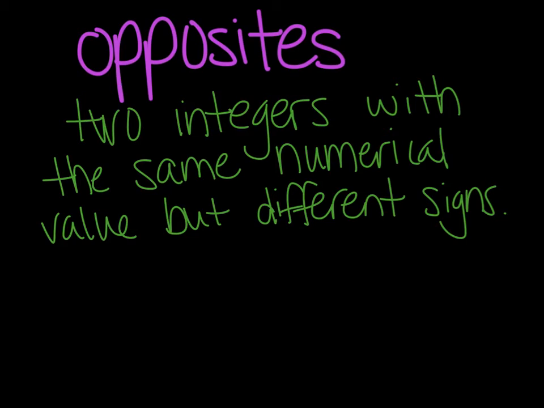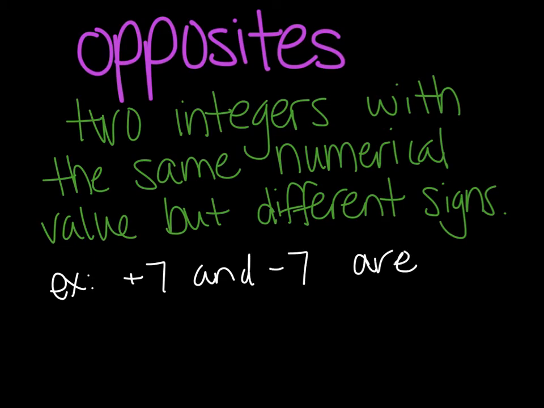Opposites can be considered when we have two integers with the same numerical value but different signs. For example, positive 7 and negative 7 are opposites.